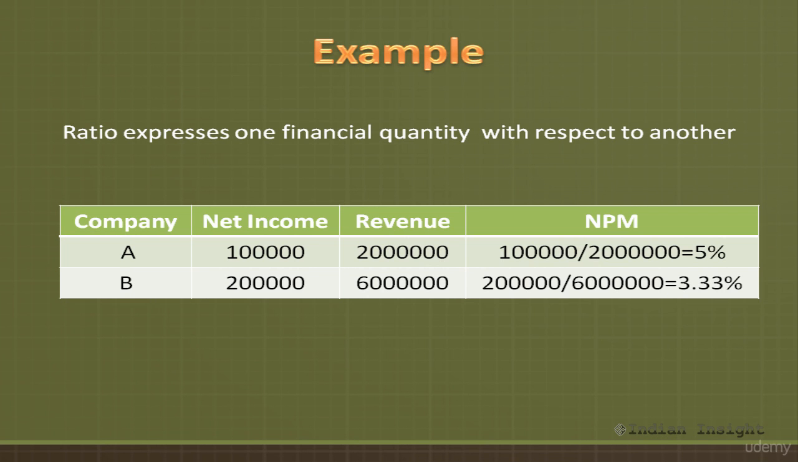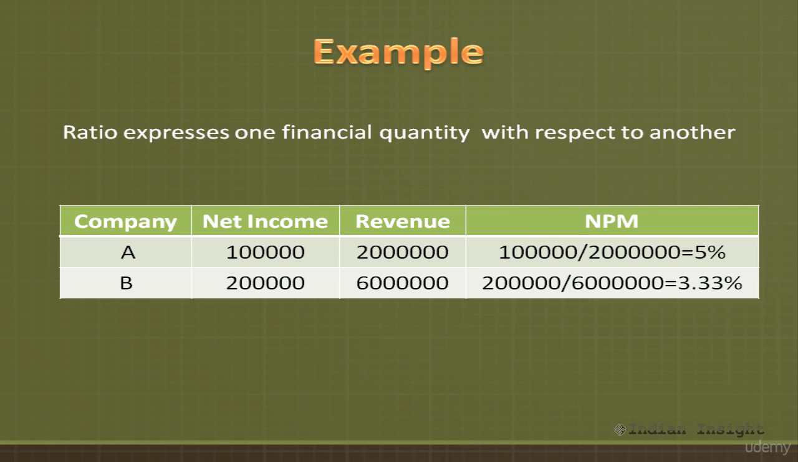Say company A has 100,000 as net income, while company B has 200,000 as net income. So you see that company B generates twice as much net income as company A. But if company A's revenue is 2 million, while company B's revenue is 6 million, you see that the profit margin of company A is given by 100,000 divided by 2 million, which is 5%, while the profit margin for company B is given by 200,000 divided by 6 million, which is close to 3.33%.